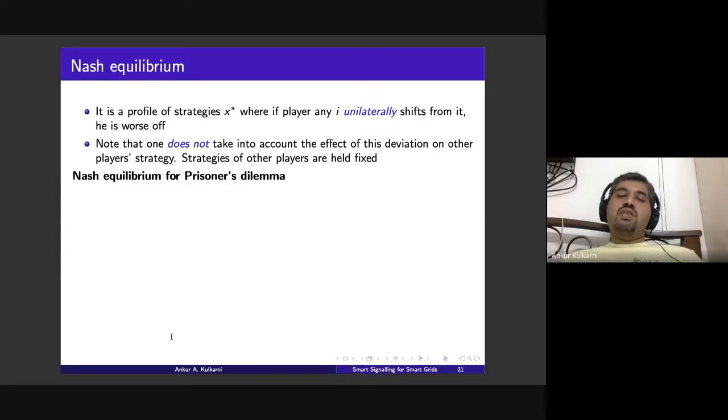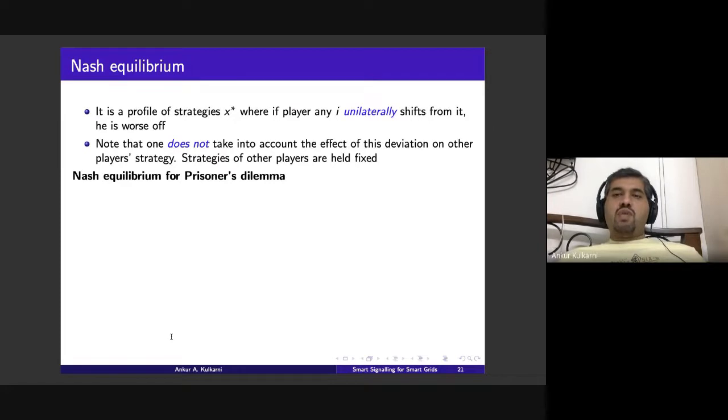Now it does not take into account the effect of this deviation on the other players' strategies. The other players' strategies are actually held fixed. And the reason you don't take this into account is because the players are not communicating with each other. So there's no cascading effect that if I do this, then the other fellow would do that, then that would make the third person change, and so on and so forth. None of that is taken into account. If player i changes the strategy, he is assuming the other strategies as fixed. So that's why it is called unilateral deviation.